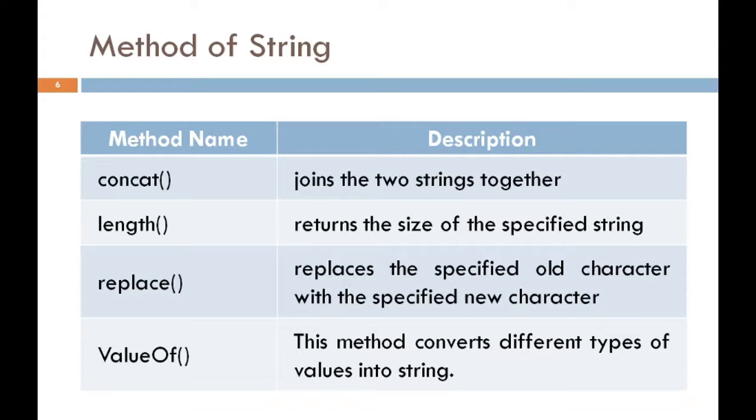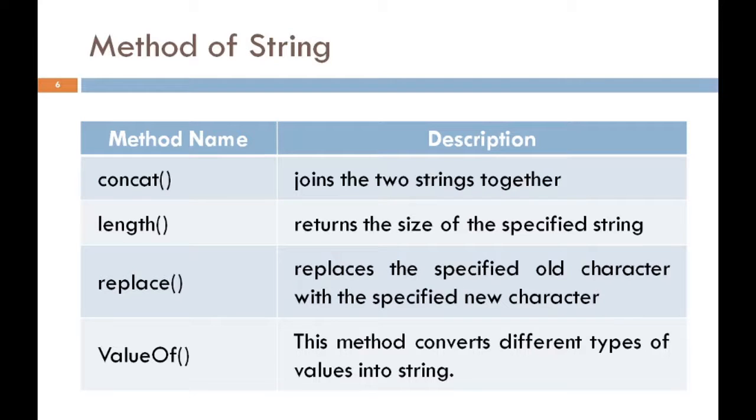The next method is replace. The Java string replace method returns a string replacing all the old characters or sequence of characters with a new character. That means it puts the new character in place of the old character. Suppose I have one string, hello, in which I want to put I instead of H. So it will replace all occurrences of H with I. So this is an example of replace.